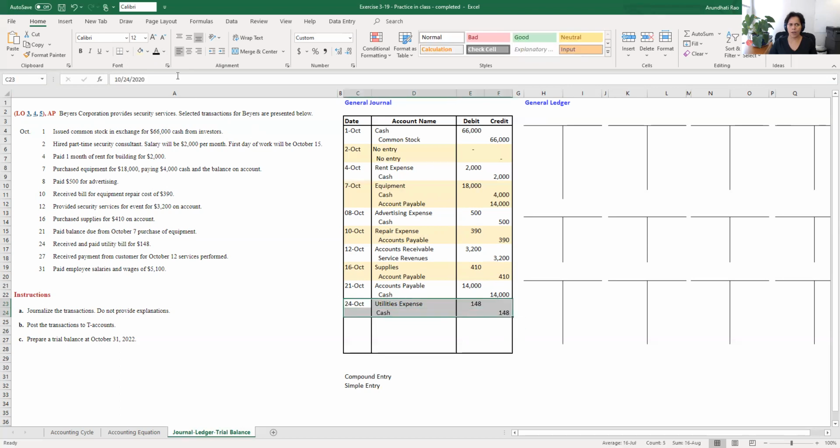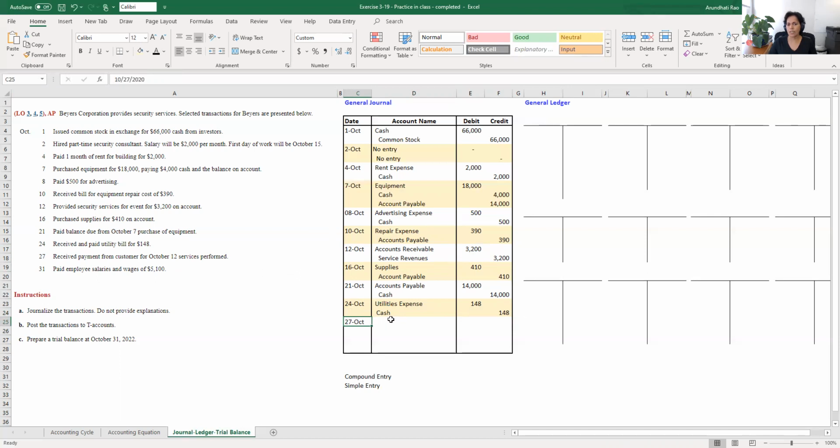Okay, now that we have that done, on the 27th, I received payment from a customer for the October 12th services that I performed. On October 12th, I had done the work, I provided my security services at an event, and they owed me $3,200. They're paying me the money now. On the 27th, I received the payment.